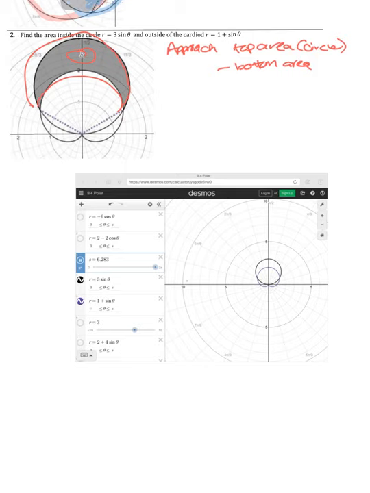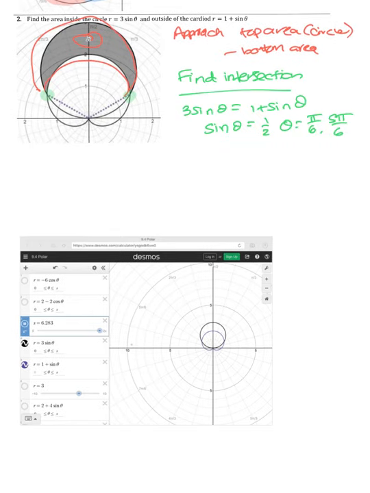So we've come up with our approach. We need to know, what are these points? Where do they intersect? So go ahead and pause the video, set those two functions equal to each other, and find the theta values where they intersect. If I set 3 sine of theta equal to 1 plus sine of theta, I get that sine of theta is 1/2, which happens, especially looking at our graph, in the top two quadrants. So it happens at pi over 6 and 5 pi over 6. So those are going to be the bounds of my integral.